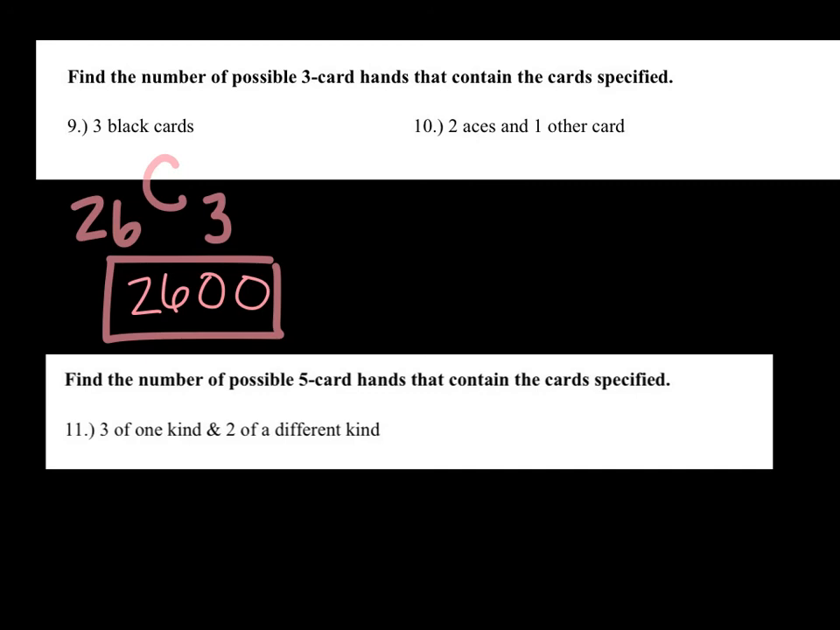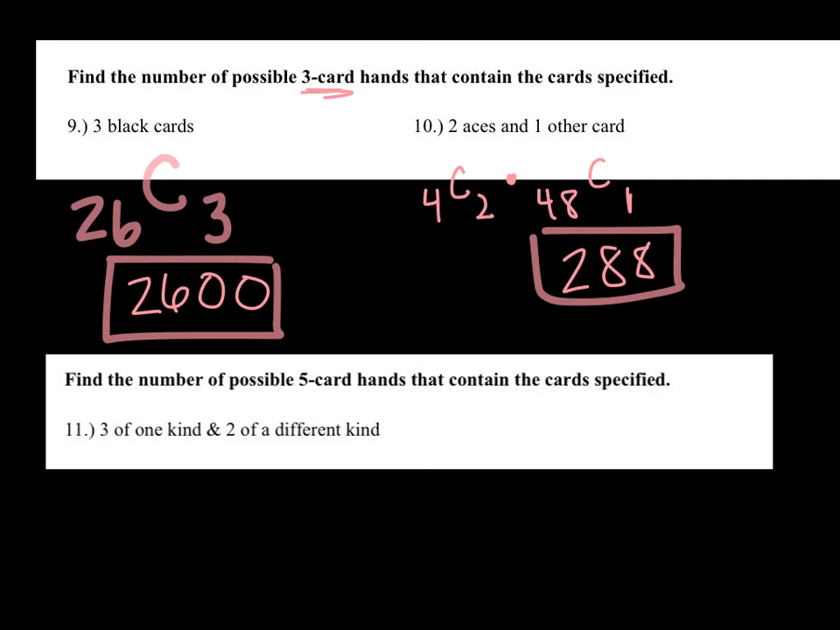Next, 2 aces and 1 other card. We're just looking at 3 cards. So 2 aces: we have 4 aces in the deck, and we want 2 of them, times 1 card from the remaining cards in the deck. The remaining cards are not going to be aces, so 52 minus 4, because we don't want to include the aces, leaves us with 48. From those 48 remaining, we're going to choose 1. So we have our 2 plus 1 giving us the 3 card hand. Multiply them together and get a total of 288 hands that would have 2 aces and 1 other card, we don't care what it is, in it.